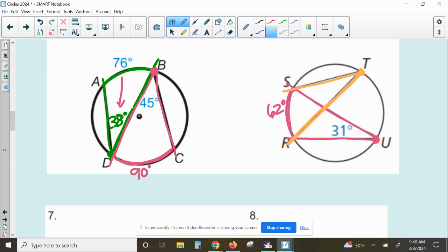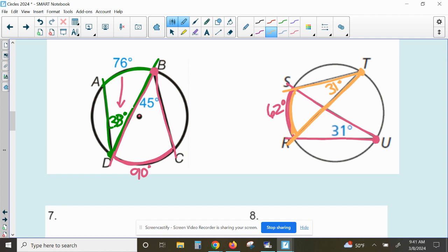It is the exact same arc, isn't it? So it's 62 also, right? So that means what does this angle have to be then? 31 also. See how that plays tricks on your mind? Because it's like a wrapper on the same arc. That's why I did two different colors here, so you can see that the orange and the pink arc are the exact same one. So that means those angles are congruent to each other.